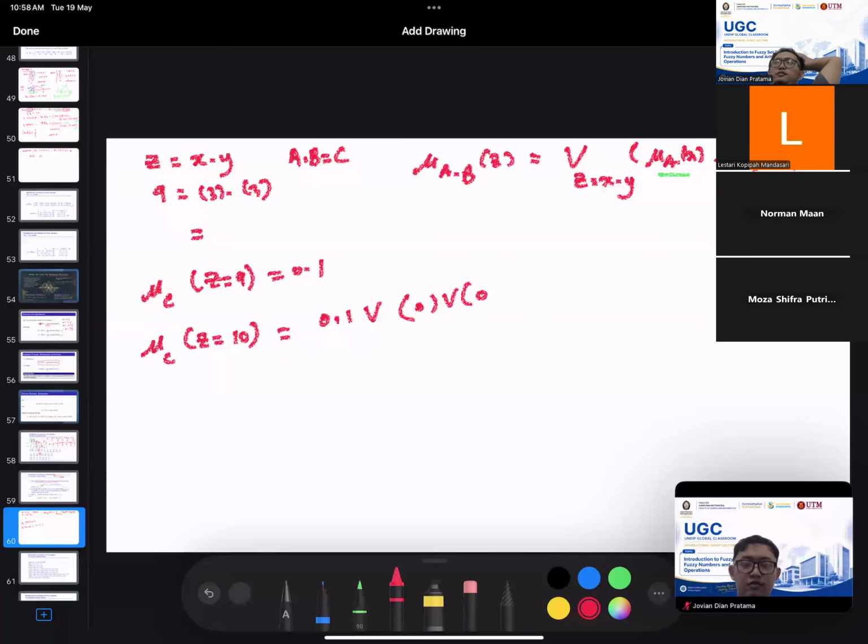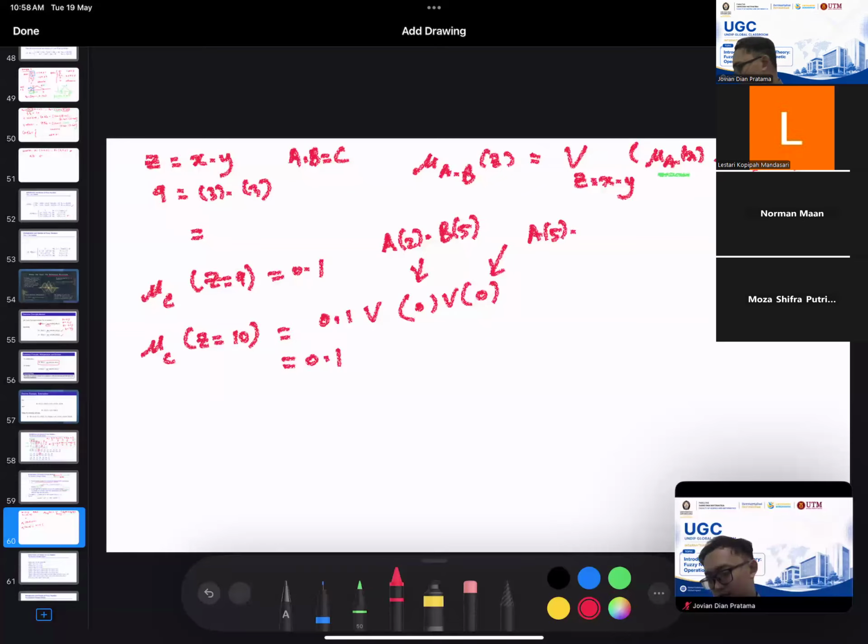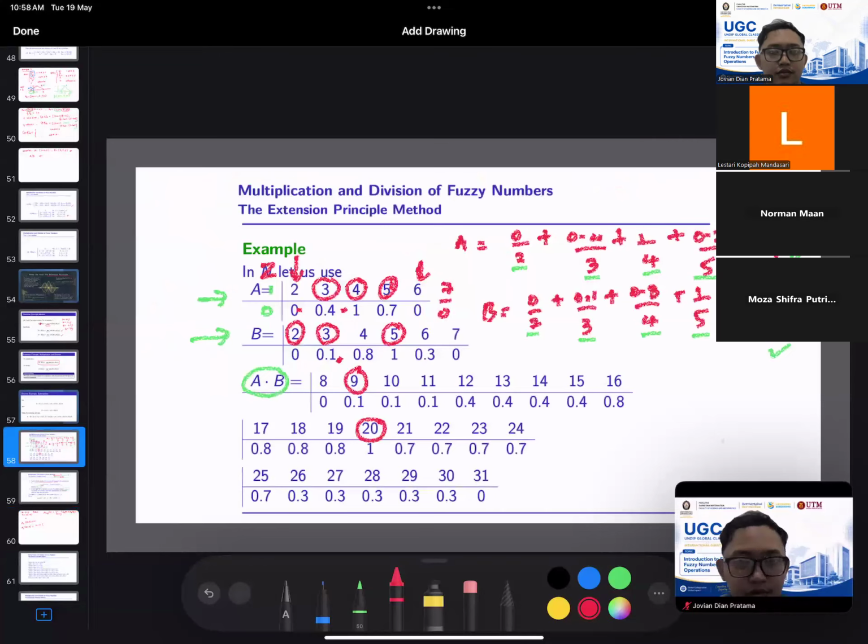but the answer is definitely 0.1. So 0 here is A2 multiply B5. This one 0 here is A5 multiply B2. Both of these you will get 0. But you need to take the maximum one, which is 0.1. So that's why you will get 0.1 here. Okay. So you get the answer for this one also 0.1.